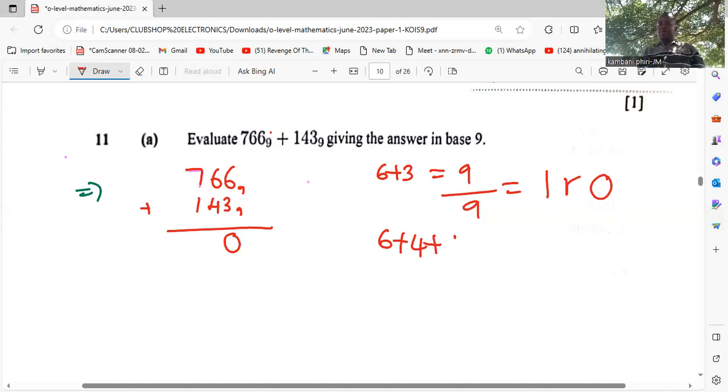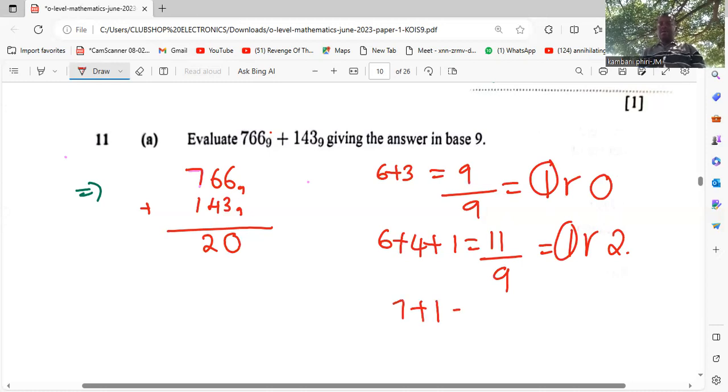Then there's 6 plus 4 plus this 1. This will give us 11. This is again beyond 9. We divide by 9. What do we get? 1, remainder 2. Write the 2 and carry the 1. Then there is 7 plus 1 plus 1. This is again giving us 9. So we divide by 9. So 1, remainder 0. So we have got 0, and 0 plus 1, you have got 1.